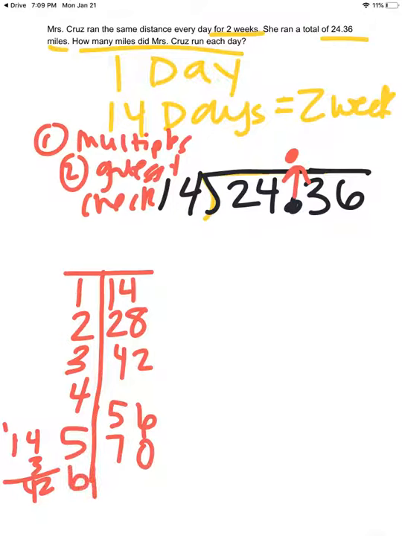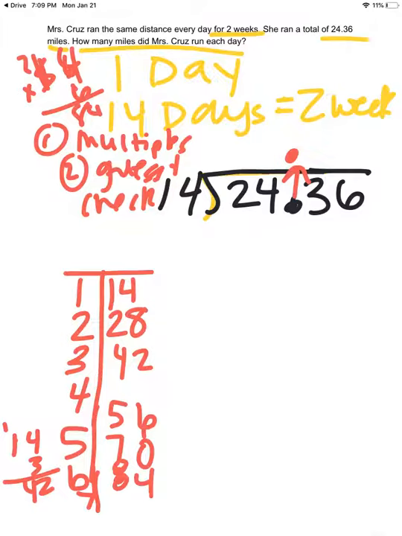6 times 14. 14 times 6. 4, 2. That would be 84. Okay, and then 7 would be 84 plus 14. 4 plus 4 is 8. 8 plus 1 is 98. All right, we're going to stop there and see if we need to go any further.